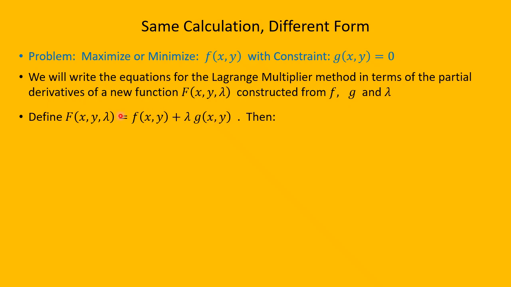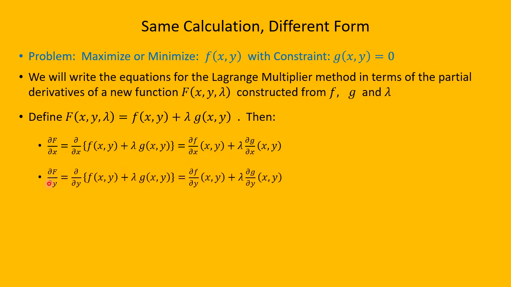And then let's see what happens if we take derivatives of capital F with respect to each of these variables. The partial of capital F with respect to x is the partial derivative with respect to x of all of this stuff. So here we have it. And so, using linearity of the derivative, this is going to be the partial derivative of f plus lambda times the partial derivative of g. And all those partial derivatives are with respect to x. When we differentiate with respect to y, a similar type of calculation is done.